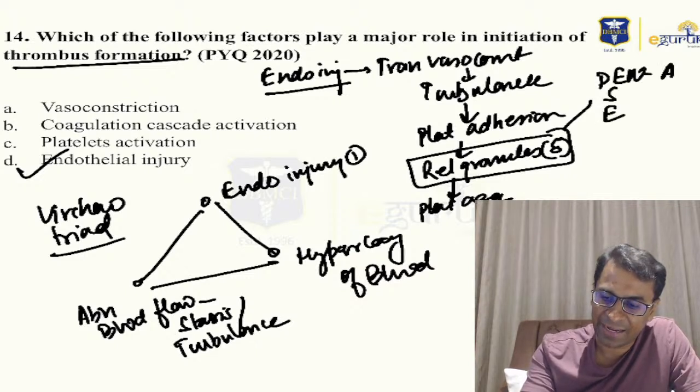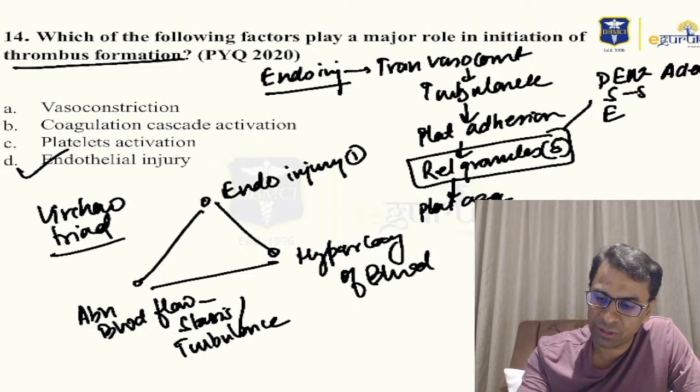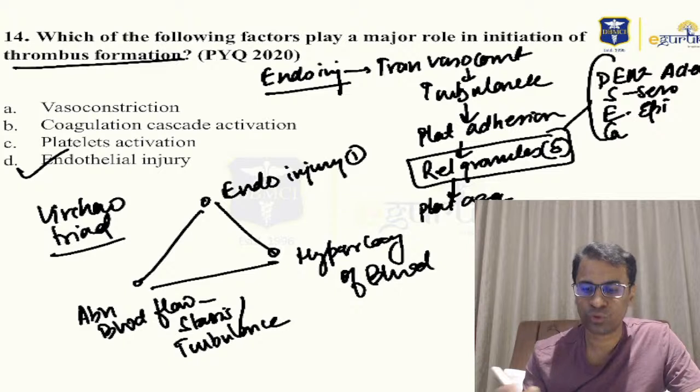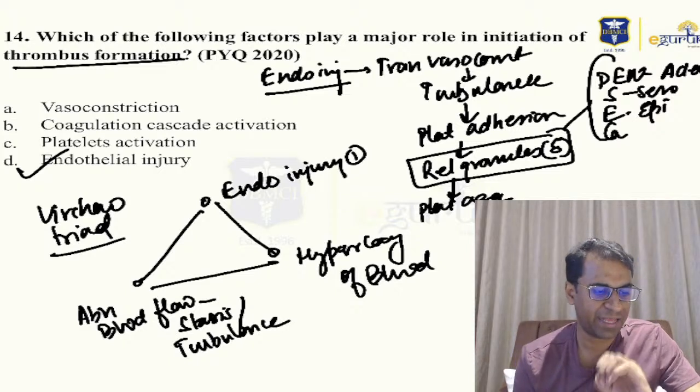DENSNE. Meaning adenosine diphosphate. S is serotonin, E is epinephrine, and along with that there's also calcium. These all belong to the dense granules. Okay, dense granules. Remember this.